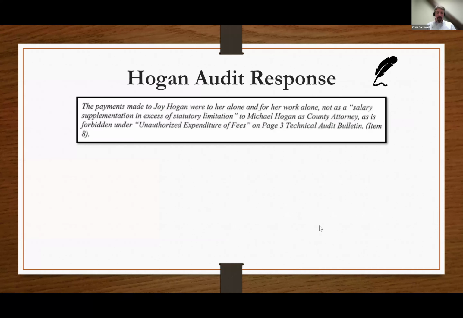The audit process in the state of Kentucky, you'll have the audit findings, and then each office had an opportunity to provide a response to those audit findings. And here, Mr. Hogan had provided the explanation you see here, that the payments to Miss Joy Hogan were for her work and her work alone. He had described it as supplemental salary that was earned, and not in violation of this audit bulletin guidance that was issued and cited in the audit report.